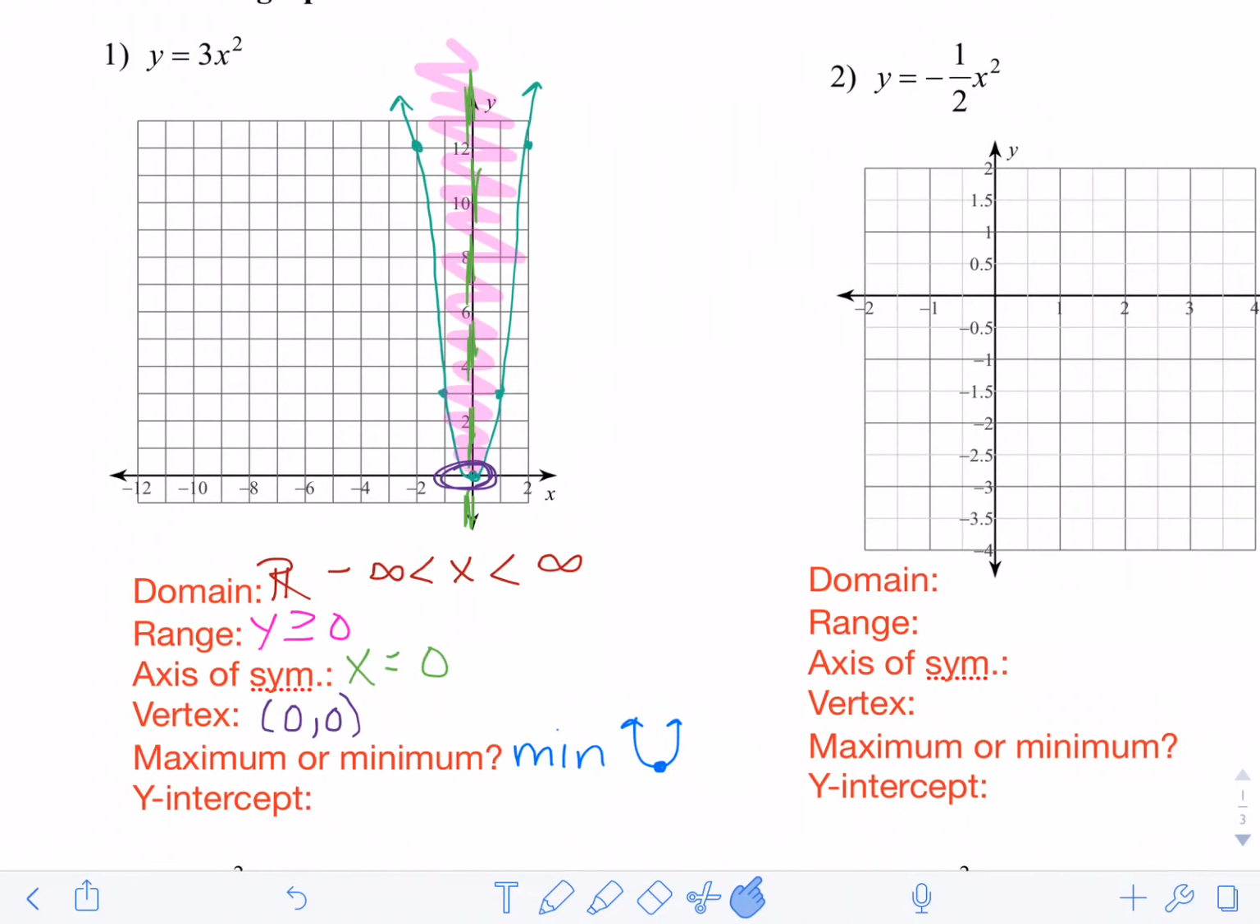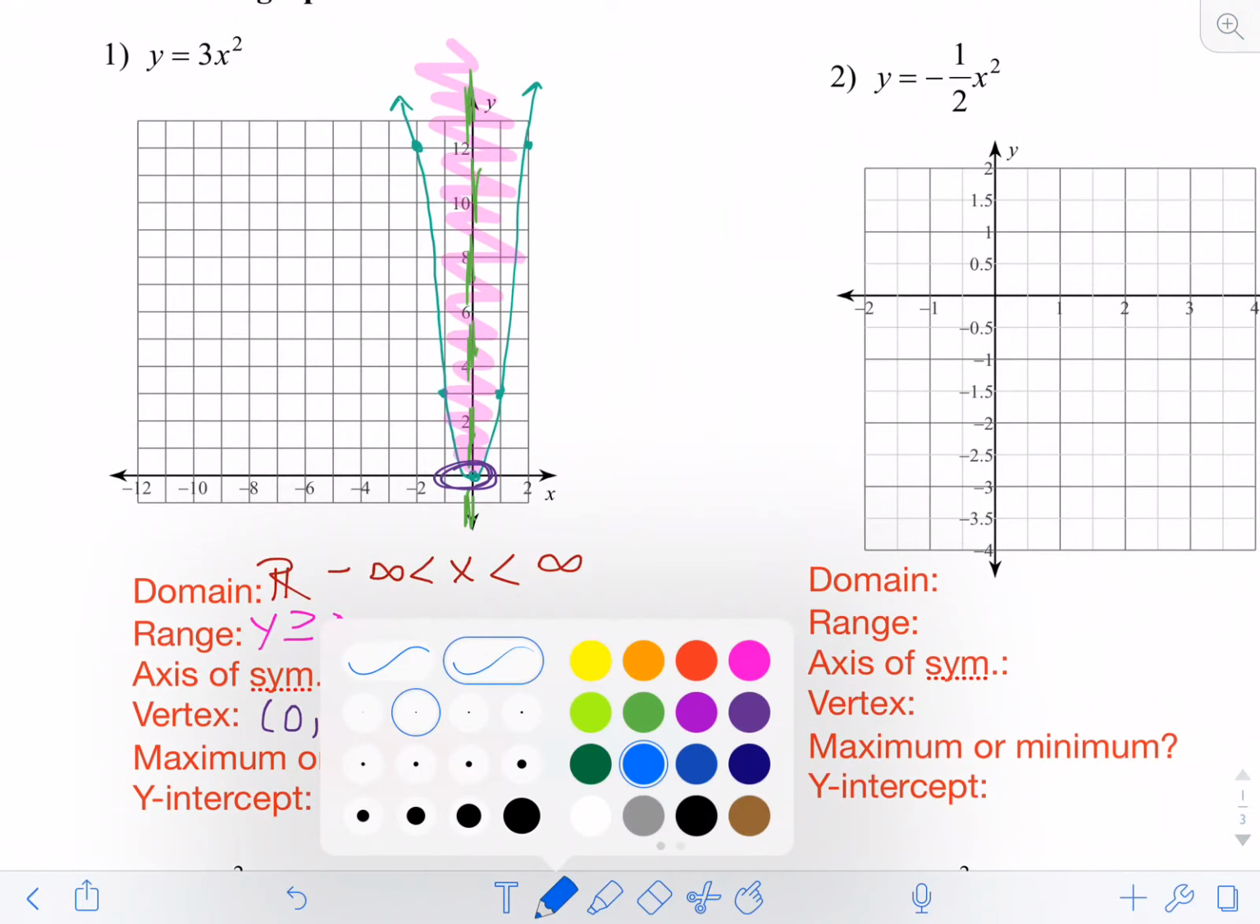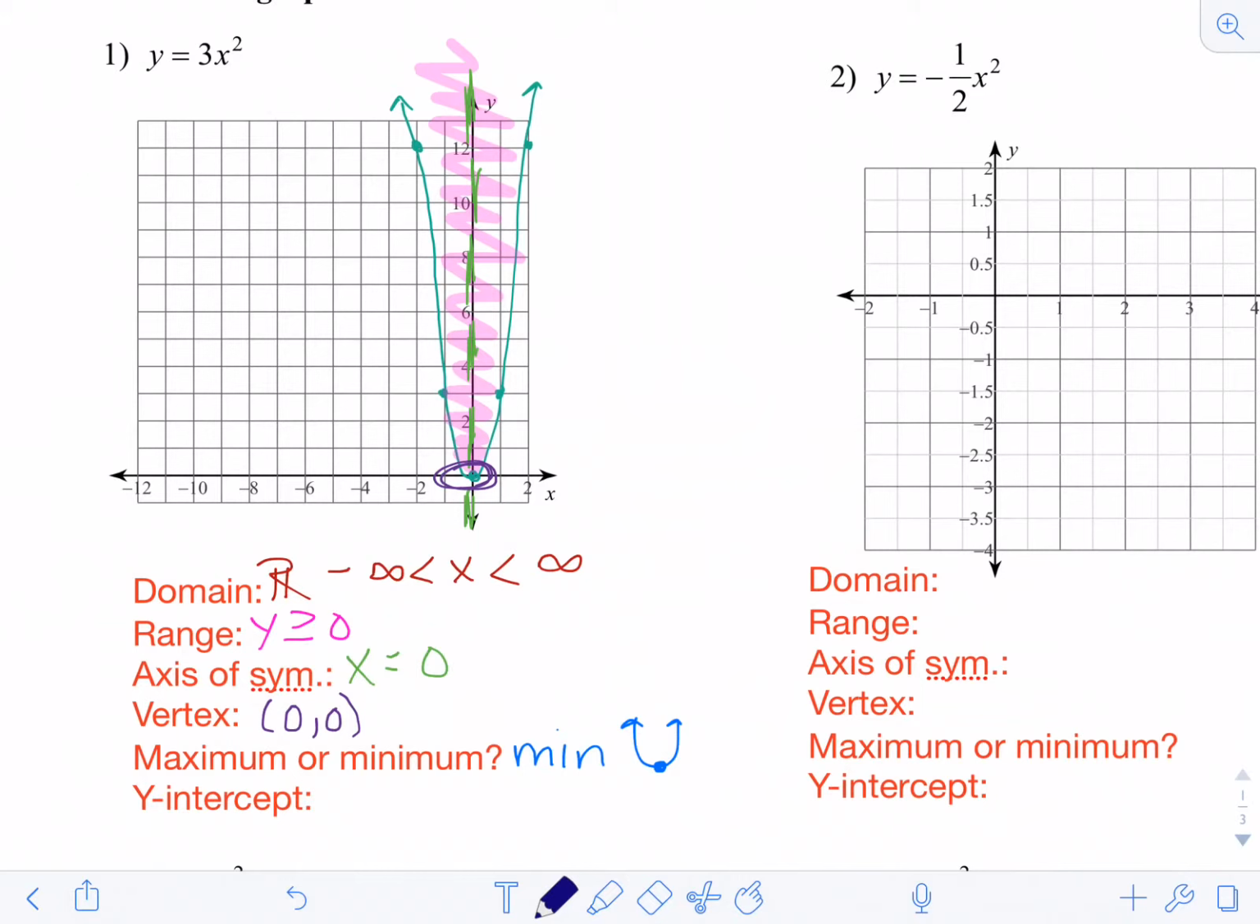Y-intercept, that's what crosses the y-axis. So when I look here at my y-axis, I cross right there at 0, 0 again.